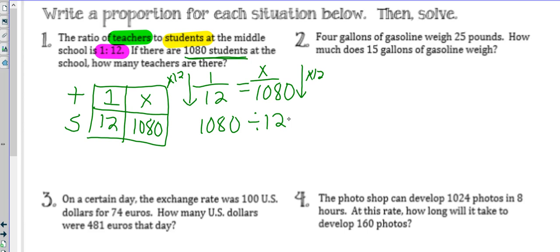And when I do that, I get 90. So x is equal to 90, and x is equal to 90 teachers.